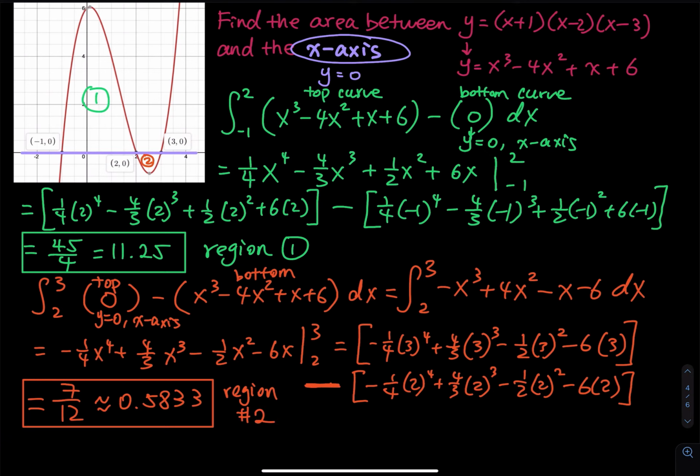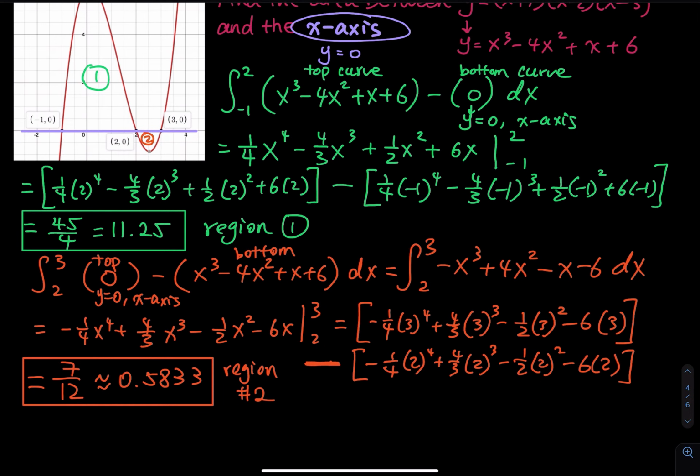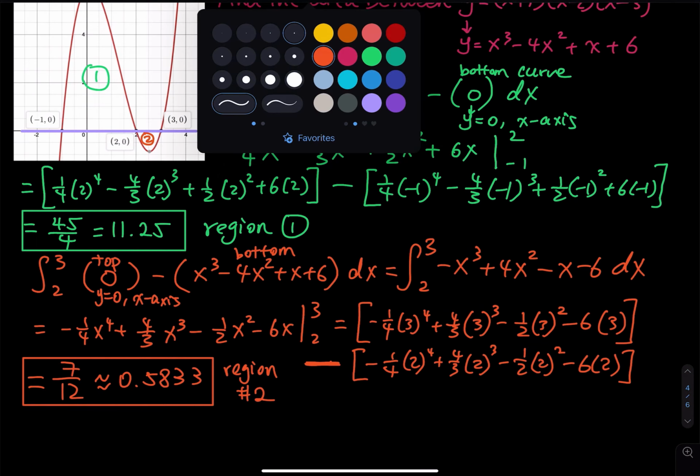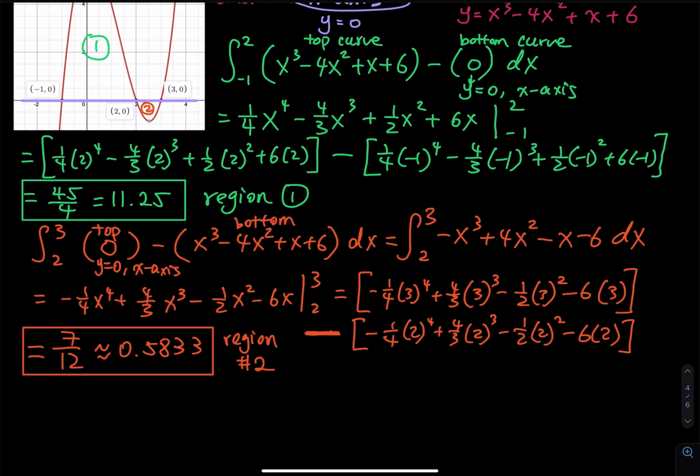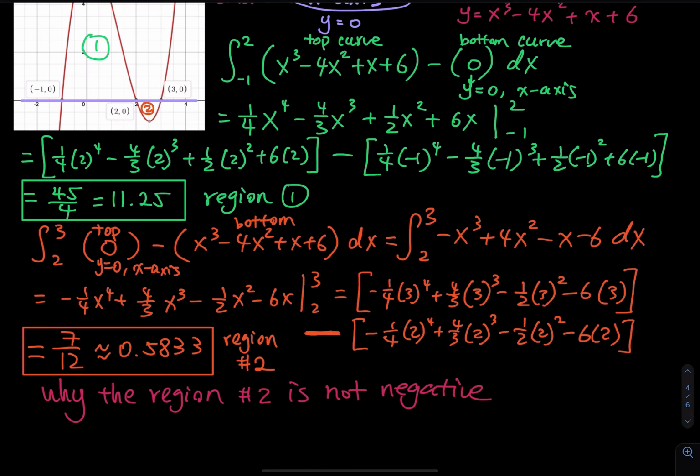Okay, now you might say, I found a problem. Region number 2 is below the x-axis, so therefore the area is supposed to be negative. But how come the area is positive? So that leads us to the next question. That question is why the area of region number 2 is not negative. Why? Do you see what the reason is?